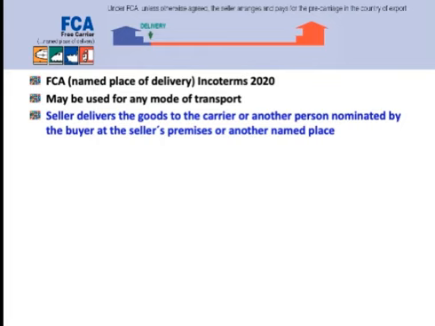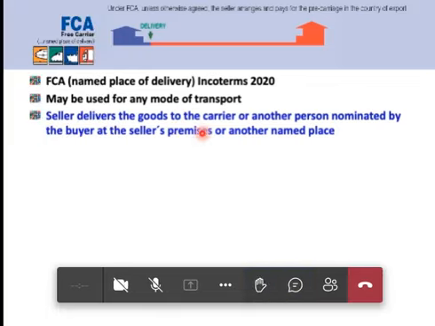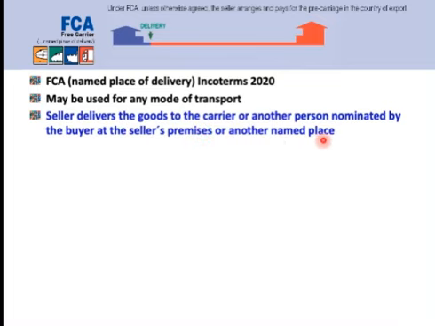Yeah, right. Two possible places of delivery: right here at the seller premises or another named place. Okay, at the seller premises or another named place. So the risk is transferred from the seller to the buyer when the goods are handed to the carrier or another person at the seller's premises or another named place.